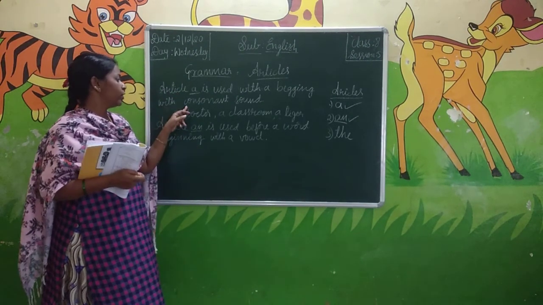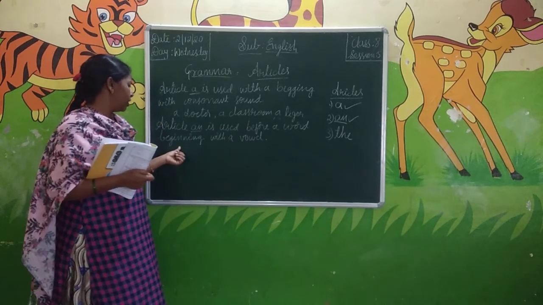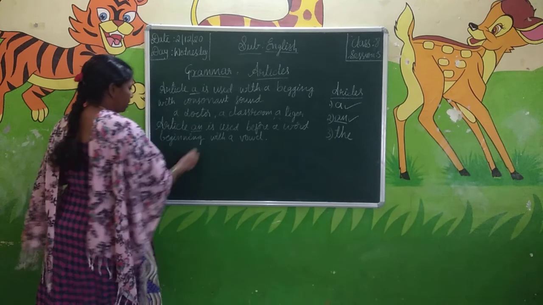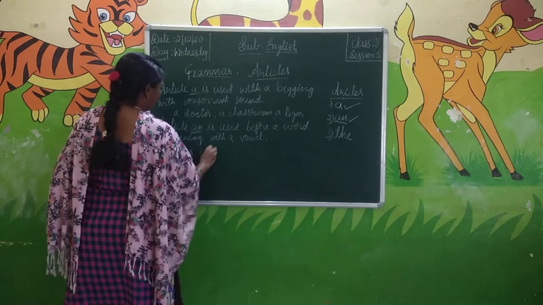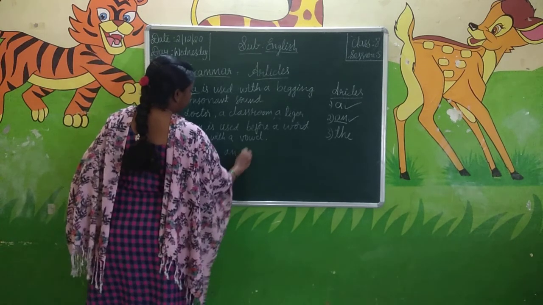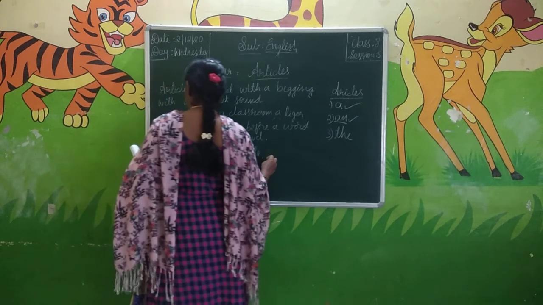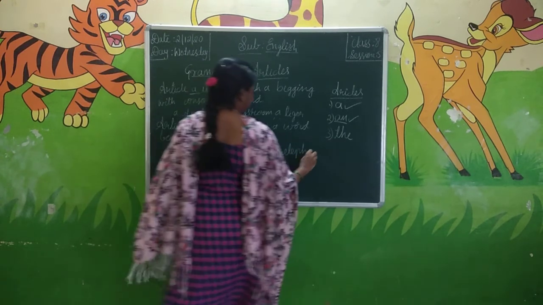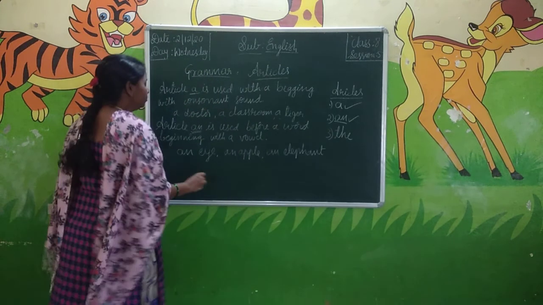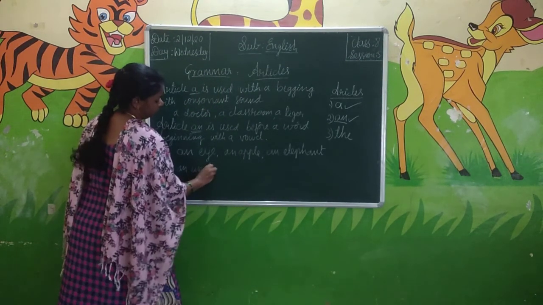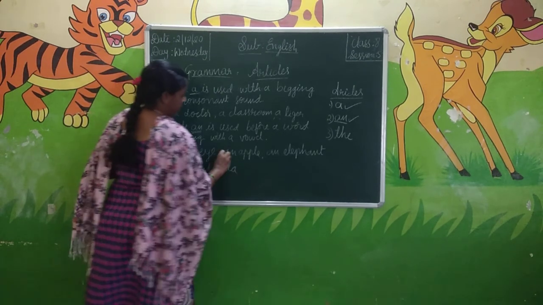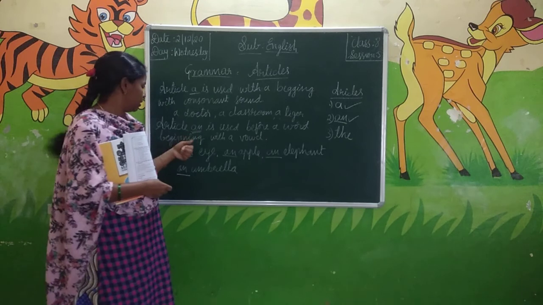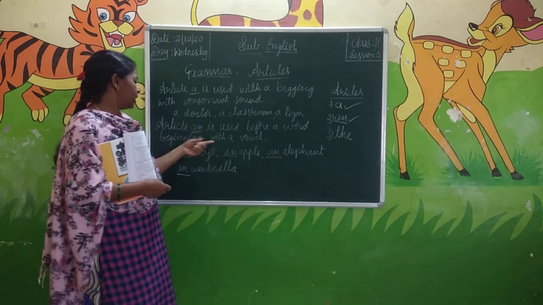Here a is used for consonant sounds and an is used before words beginning with a vowel sound, irrespective of vowel letter or consonant letter. Example: an apple, an elephant, an umbrella. Here before these words, the article an is used. It is used before the word beginning with the vowel sound.